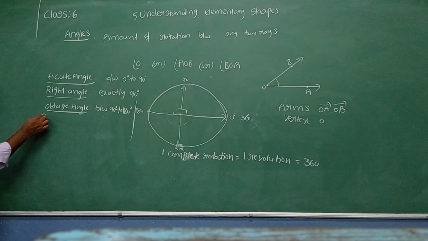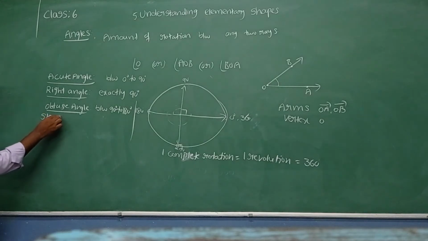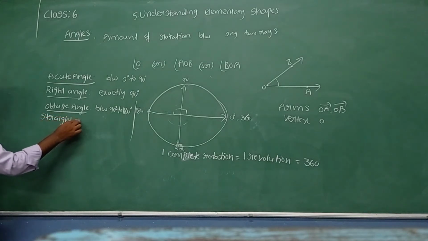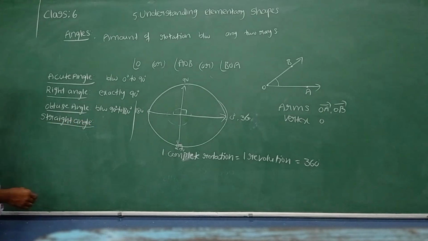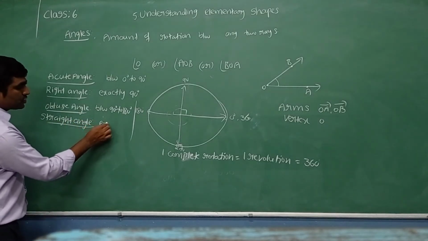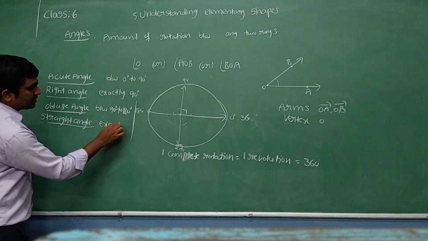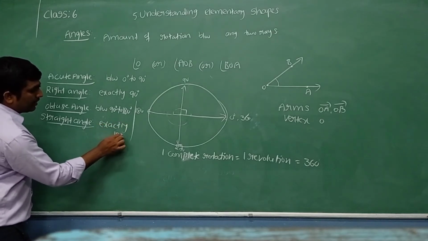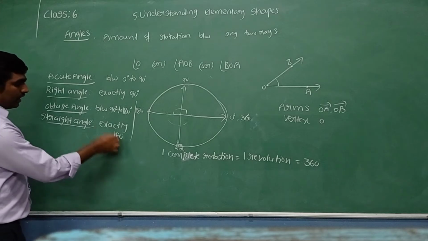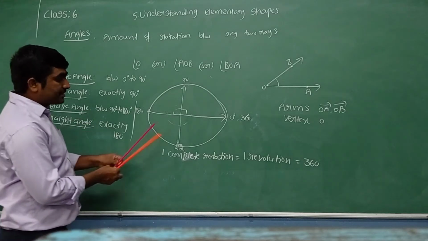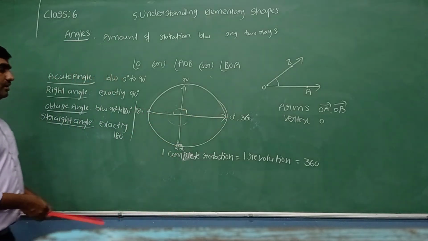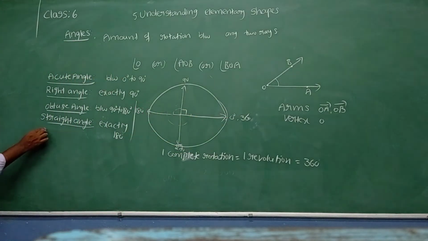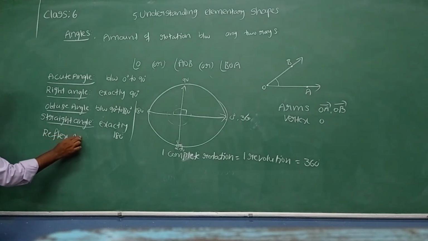So the next one is straight angle. What is meant by straight angle? An angle whose measure is exactly 180 degrees is called a straight angle. What do we call more than 180? It is called a reflex angle.